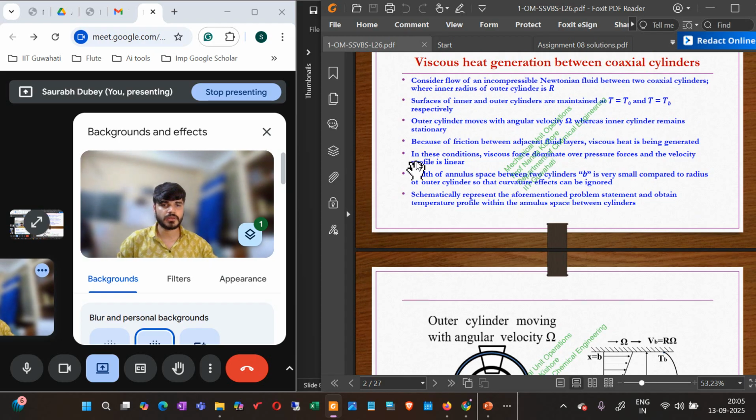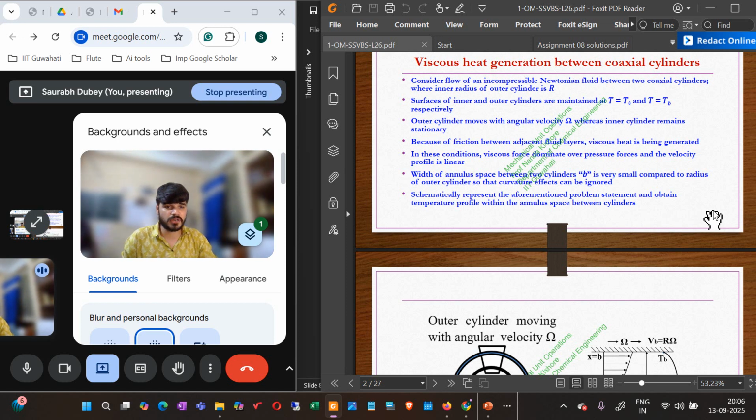Now in these conditions, because of the friction between the adjacent layers, viscous heat is being generated, and the viscous force dominates over the pressure force, and the velocity profile is linear. So right now you are considering linear. Why? Because of these two things: the curvature effects you are not considering, and the gap is very small, and you are saying that the viscous effects are very large as compared to the pressure force.